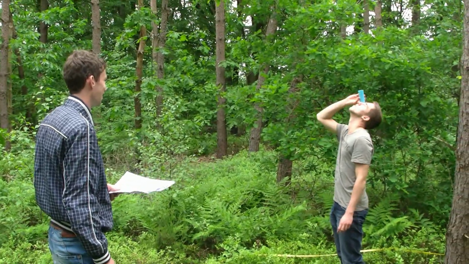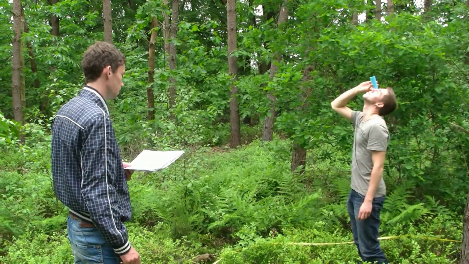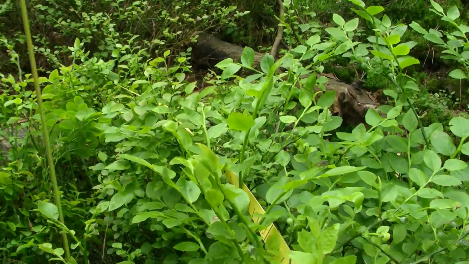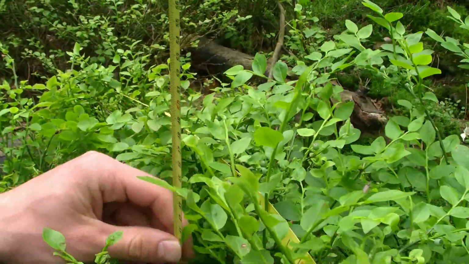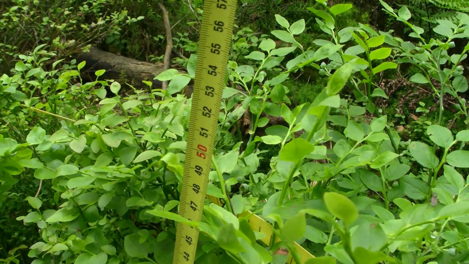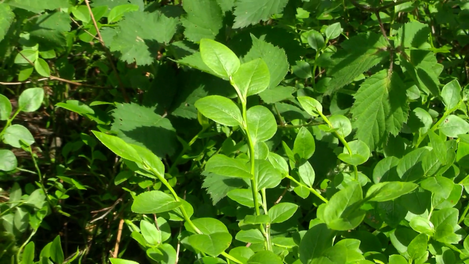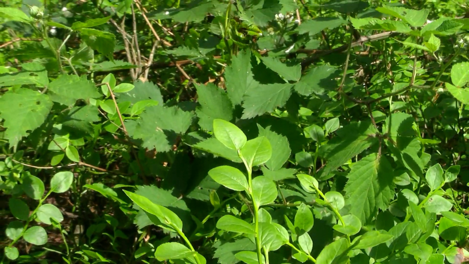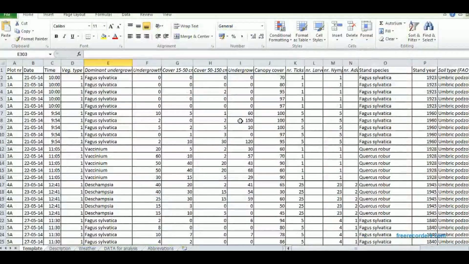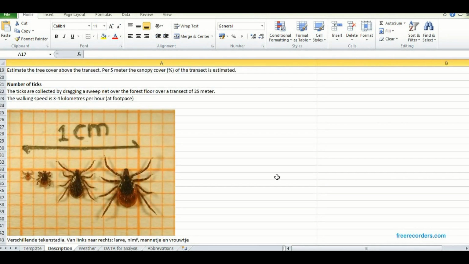The cover for each stratum was averaged for every transect. Canopy cover was measured at 0, 5, 10, 15, and 20 meters using a circular tube. At the very same points, vegetation height was measured in centimeters. Both canopy cover and vegetation height were averaged for each transect. Lastly, the dominant undergrowth species was determined. The whole procedure resulted in a number of ticks, an average vegetation cover per stratum, an average canopy cover, an average height, and the dominant undergrowth species per sampled stand.